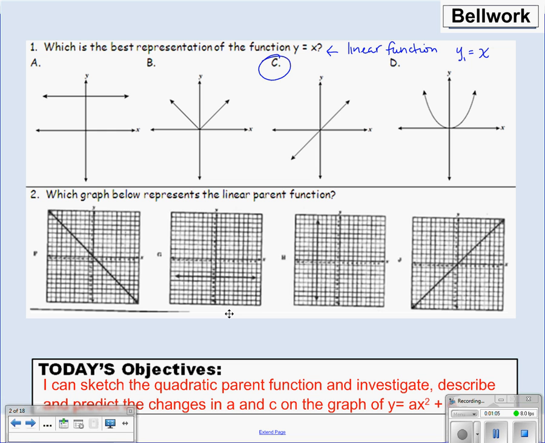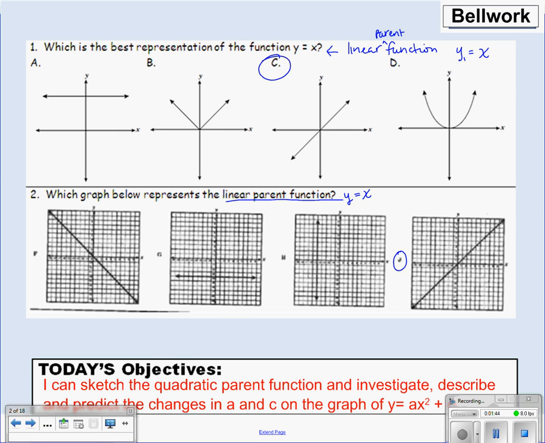This y equals x is also actually the linear parent function. So let me add that to it. That means all other linear functions and all other linear graphs are derived from starting with that y equals x. So number 2, in a sense, is asking the same question, except instead of giving you an equation, it's saying which graph best represents the linear parent function. So two possible ways of asking the same question. And again, you need to understand that the linear parent function is y equals x. If you understand that, then the correct answer is going to be J.